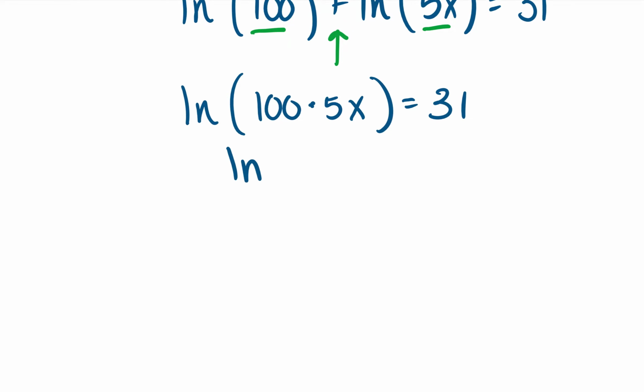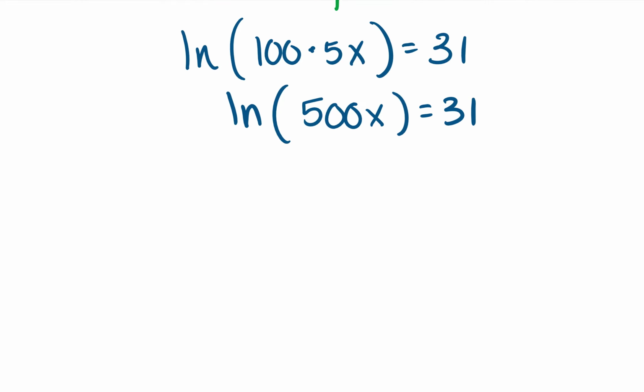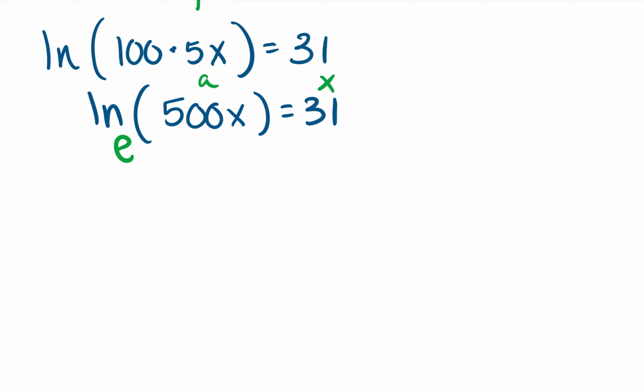Alright, if you want to, you can go ahead and just multiply those. So 100 times 5 is 500x equals 31. Now I can convert. Alright, so remember, natural log, my base is e, and then I have my a and my x, and the way I'll convert this is e to the x equals a. So just like exponential and regular logs, right? Alright, so let's convert this. I would have e to my exponent, which is now 31, equals 500x.